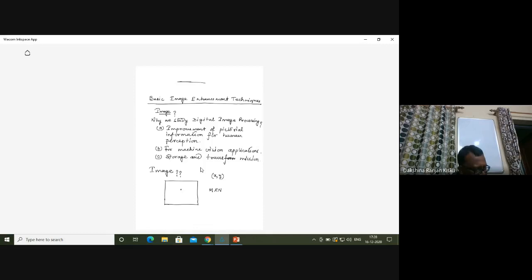Now, at any position, if that pixel is represented by x comma y, then we could have a function of x comma y, and this function corresponds to the amplitude, and this amplitude is nothing but the intensity value. That means this image is a two dimensional matrix which contains the intensity values, and an image will have a certain number of rows and a certain number of columns.